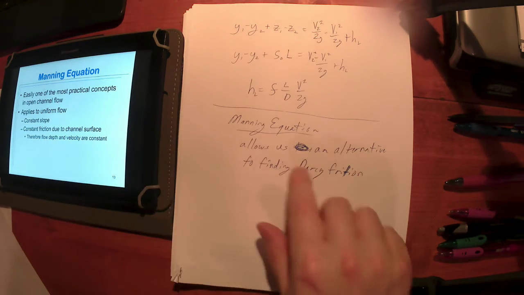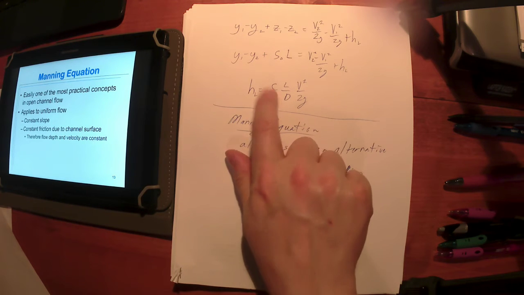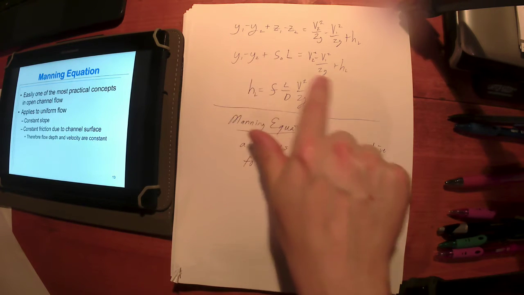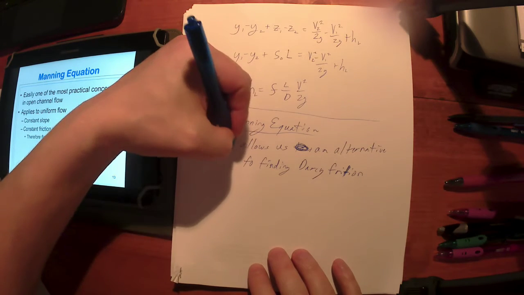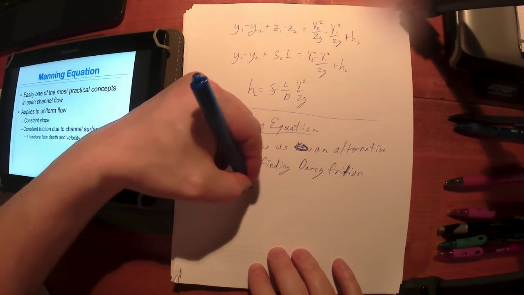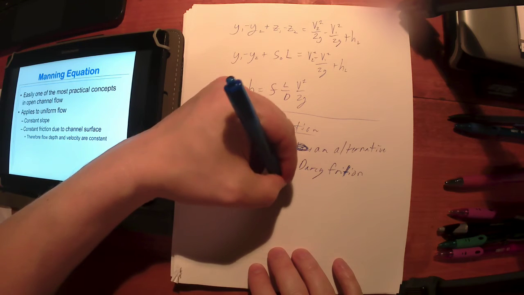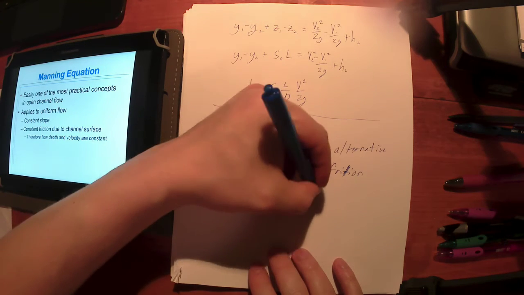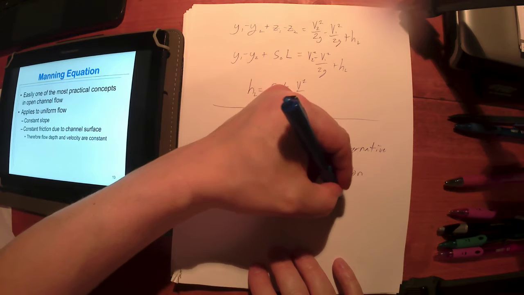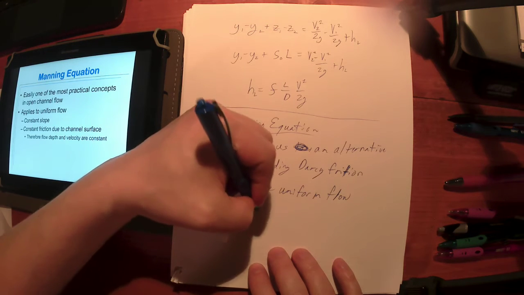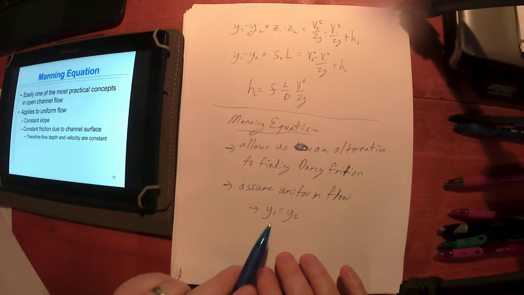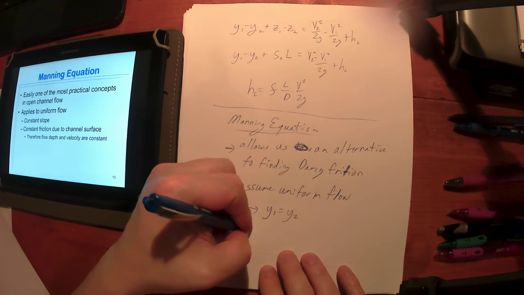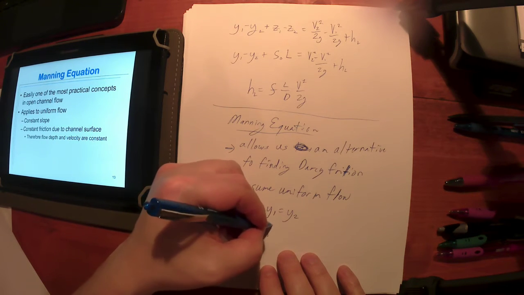Alright, so with the Manning equation, we don't have to find this Darcy friction factor to find the head loss. It's still based on this principle up here. Now, the Manning equation does assume uniform flow, so we can only really apply it in situations where the depth is constant. Uniform flow says the depth is constant and the average speed.